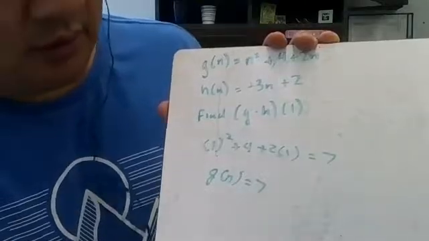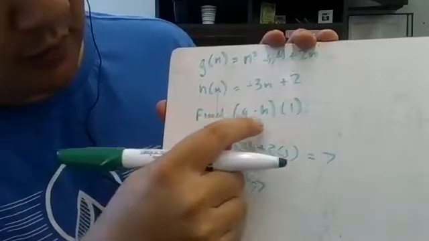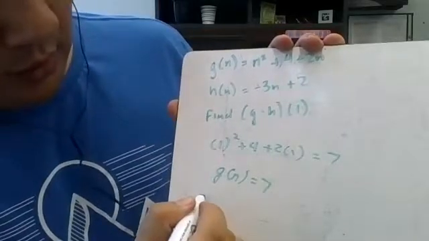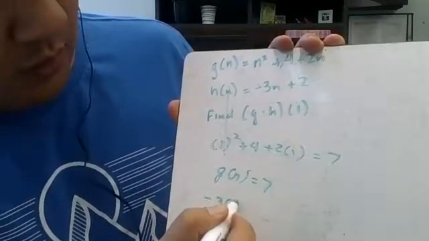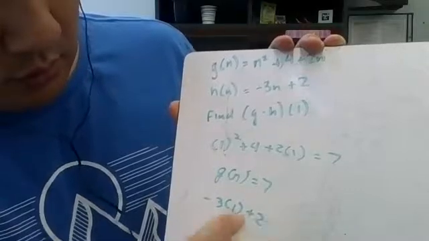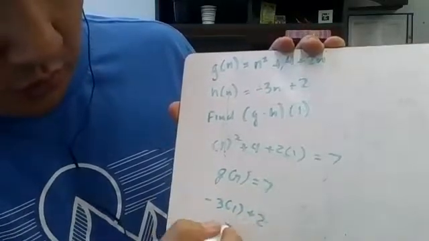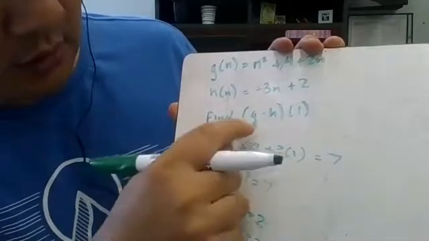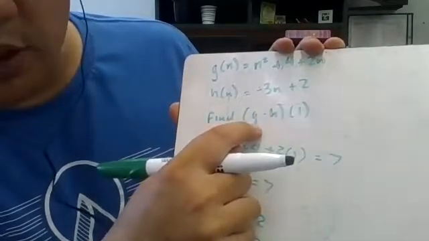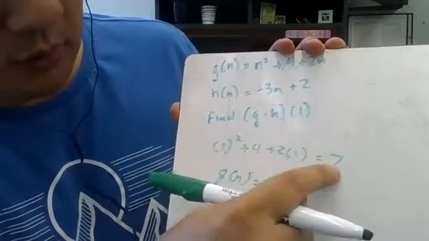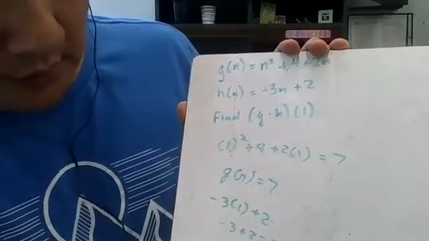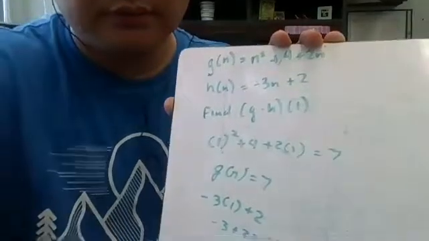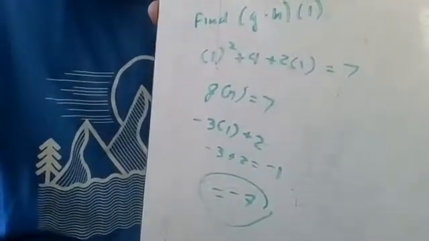Then what you're going to do is find the value for the h function. So you're going to plug in -3 times 1 plus 2. -3 plus 2 is equal to -1. After that, you're supposed to multiply the g and the h. So you multiply the 7 and the -1, and that is equal to -7. Okay? All right, hopefully you get that right there.